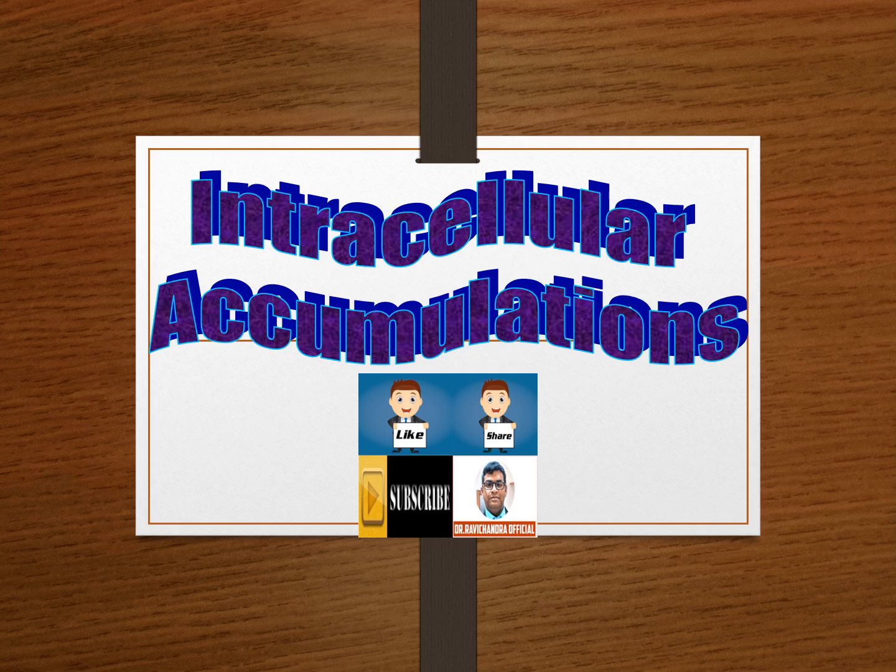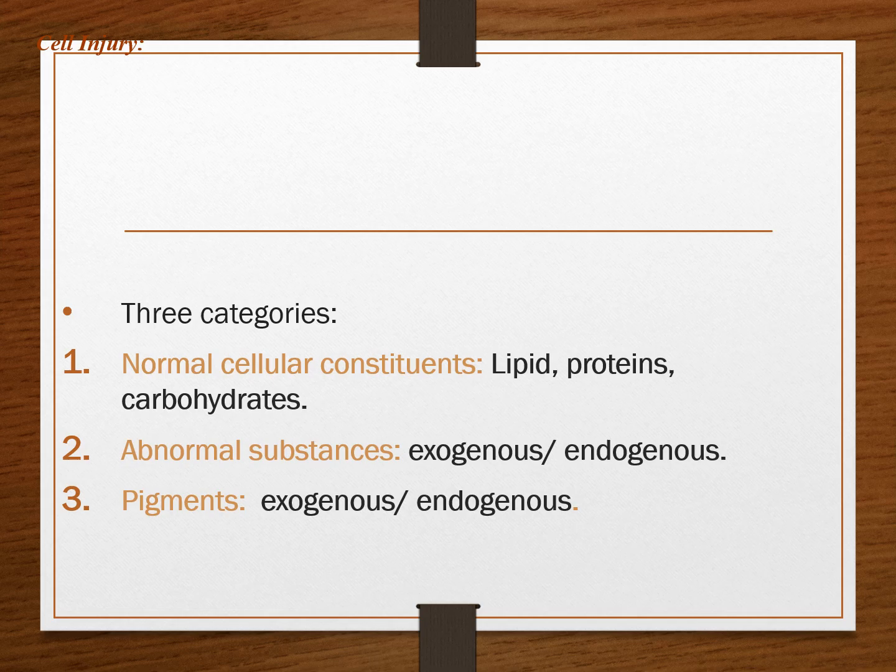Ravichandra official. In this video, we will discuss intracellular accumulations. Intracellular accumulations come under three categories. One is normal cellular constituents can be accumulated, or abnormal substances can be accumulated, or pigments can be deposited within the cell. Under the normal cellular constituents, lipids, proteins, and carbohydrates accumulation comes. And abnormal substances can be exogenous or endogenous. Pigments are also exogenous or endogenous. We will discuss one by one.